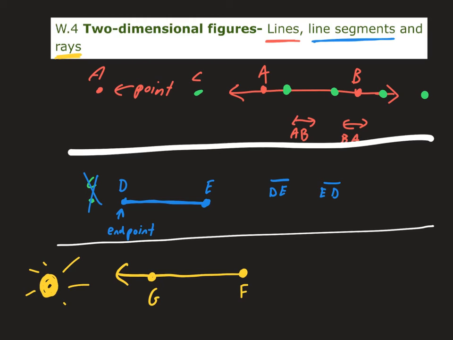If I look at my green dots, this point is on the ray. This point is on the ray. This point is still on the ray, remember? This goes on and on forever. This little arrow tells me it goes on and on forever until it hits something.